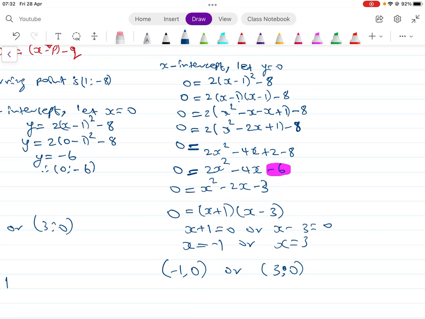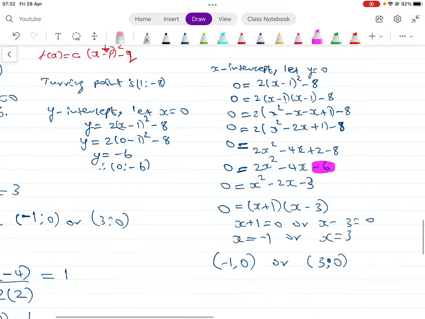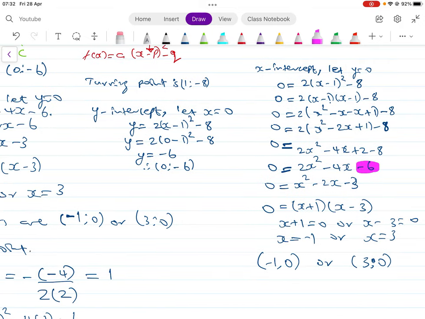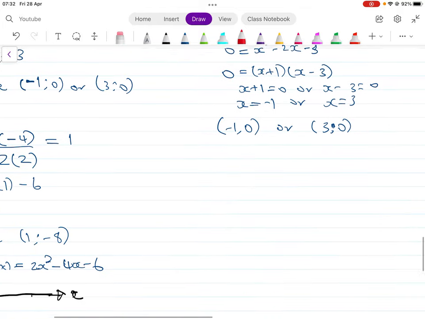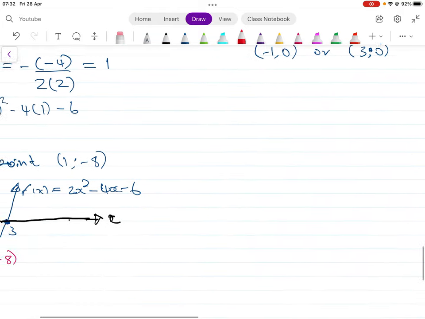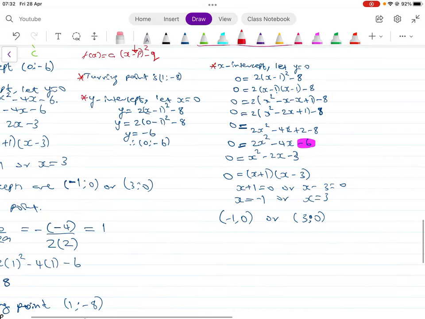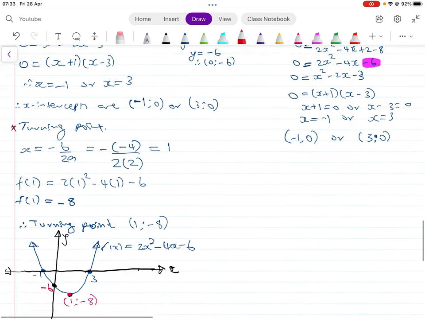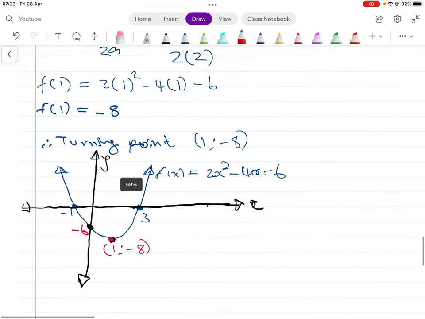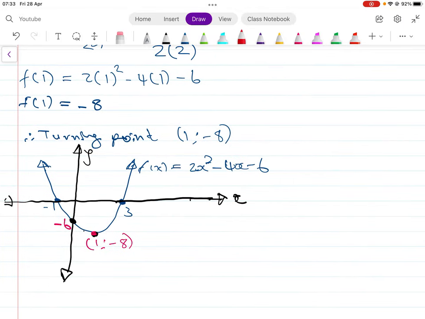Now that we have the two x-intercepts, we have the y-intercept, and we also have our turning point. I think we can work on sketching what we need to sketch, and then we are done. So we're basically just going to draw the same graph. I hope you see that the graph is basically going to be the same as the one which I drew in the previous video, guys.